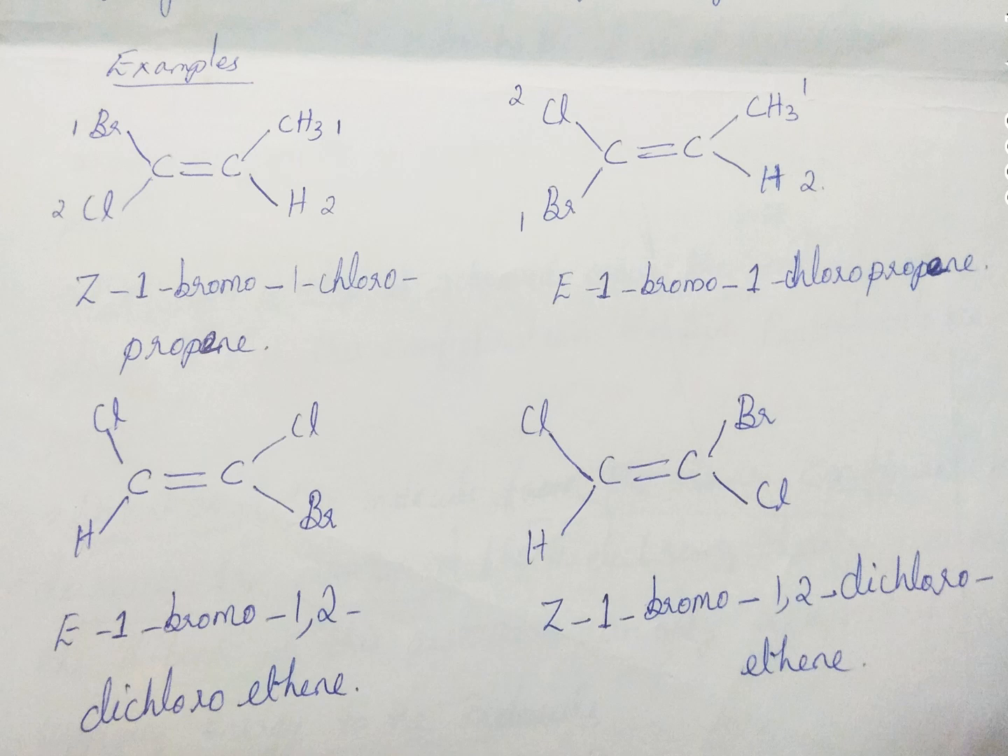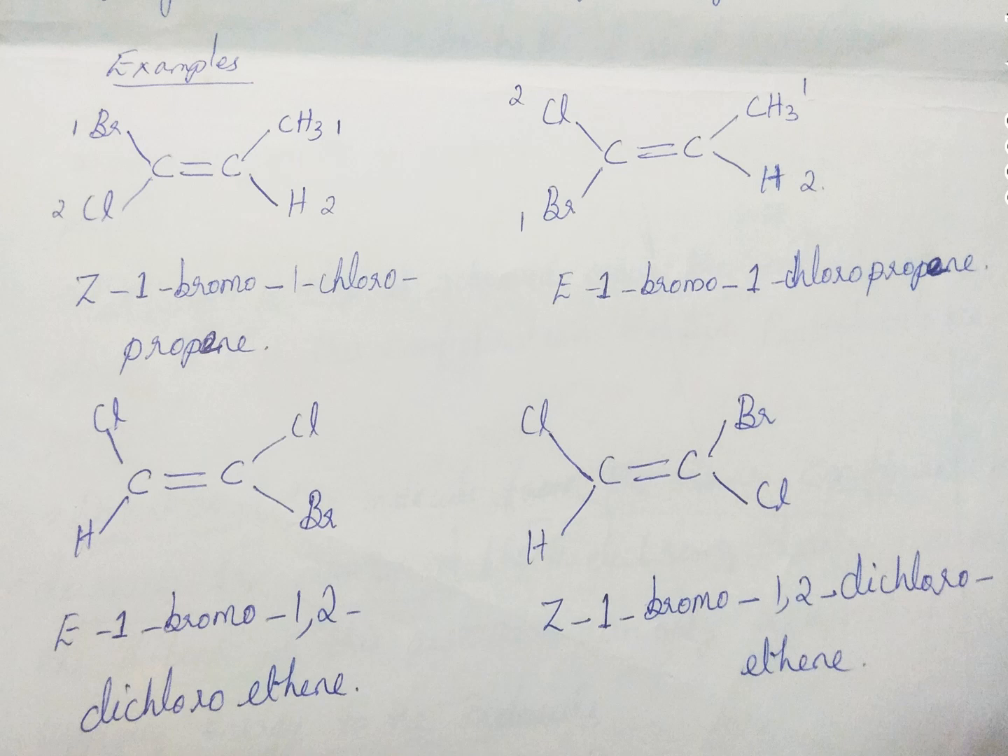These are some examples. You can see the first one is 1-bromo-1-chloropropene, an alkene. In this one, the first carbon contains two substituents, bromine and chlorine. Bromine has the higher atomic number than chlorine, so we number bromine as 1 and chlorine as 2. In the second carbon, the two substituents are CH3 and hydrogen. Which has the highest priority? Carbon has the higher atomic number than hydrogen, so the CH3 group is given number 1 and hydrogen number 2.